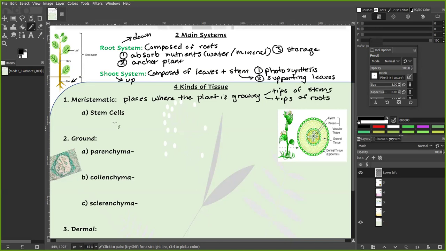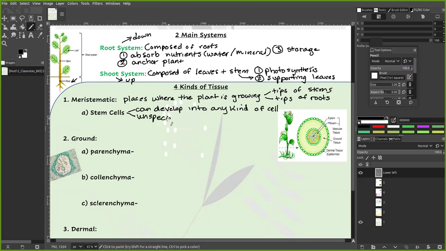And this has the kind of cells that are called stem cells. And these have no particular function yet, but they can develop into any kind of cell. It's whatever the plant needs. So this is what's called unspecialized.